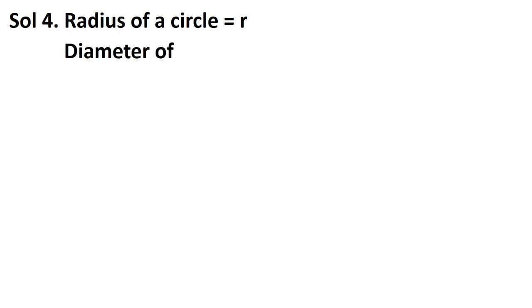Now see the fourth question. The radius of a circle is given, that is R centimeters, R. Okay. And you have to find the diameter of the circle in terms of the radius. You know that the diameter is double the radius. So what is the diameter of a circle? It is 2 multiplied by R, which is equal to 2R.